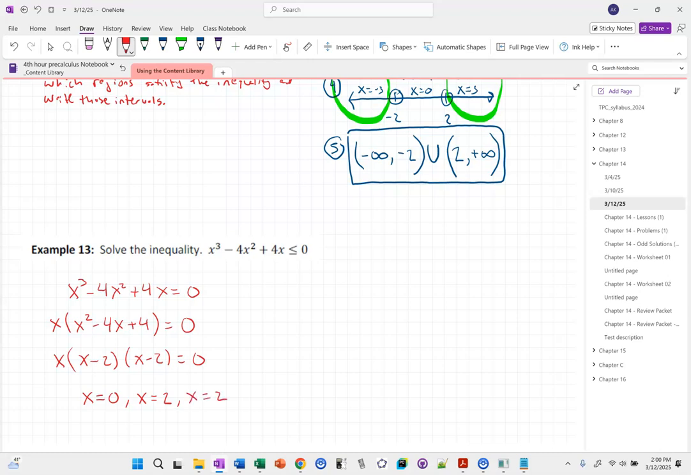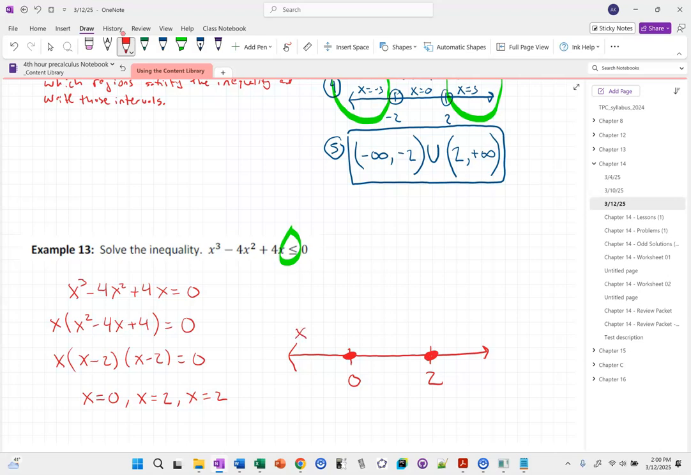So I have the solution 0, 2, and then 2 again. Everybody feel good there? So I'll draw my number line. I'll label it with 0 and 2. Because it's an or equal to inequality, I'm going to use a closed circle for my zeros. Everybody feel good there?